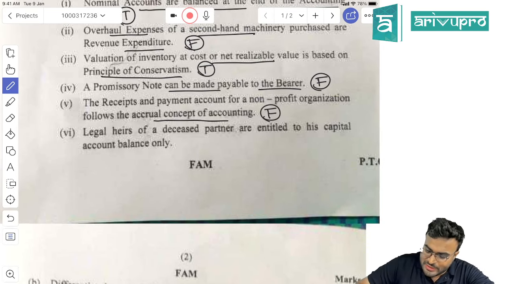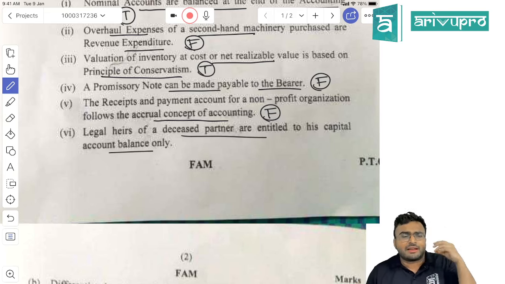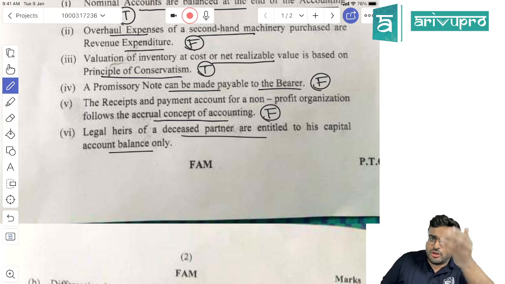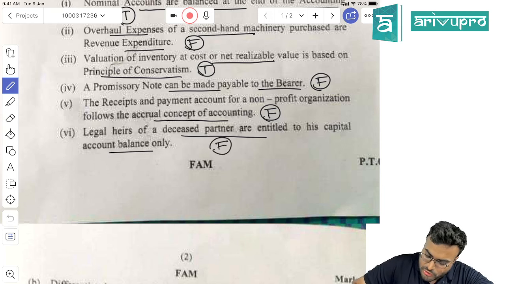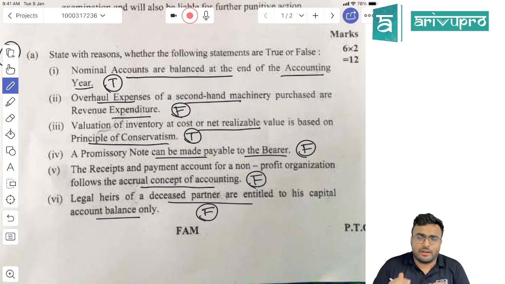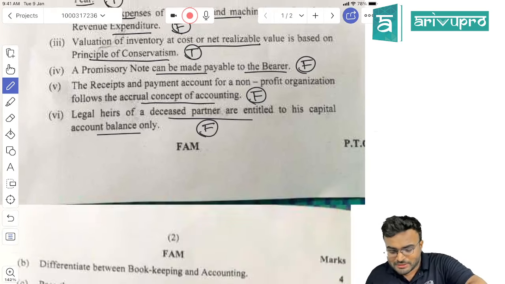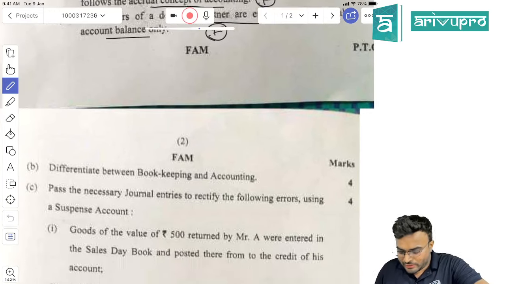Legal heirs of a deceased partner are entitled to his capital account balance only. No, we give whatever is there in the current account, that is also given. Goodwill share, interest on capital, profit share, everything is given. So this is also false. Easy 12 marks. I don't think there was anything tricky over there.